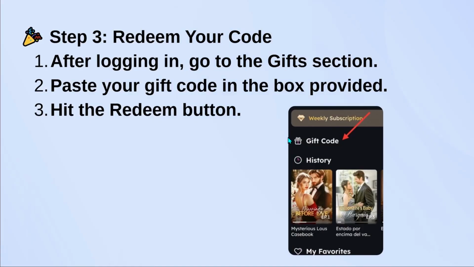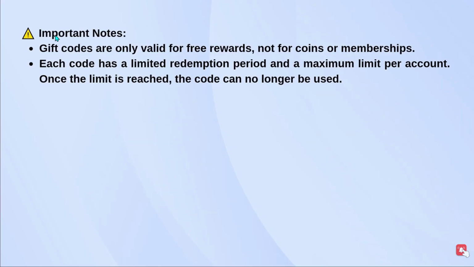settings or rewards section. When you open the gift code area, you'll see a box where you can either type or paste your code. Enter the full code exactly as you received it, then tap redeem. If the code is valid, your reward should appear instantly. Usually this includes things like temporary access to certain shows, bonus episodes, or occasional free perks.